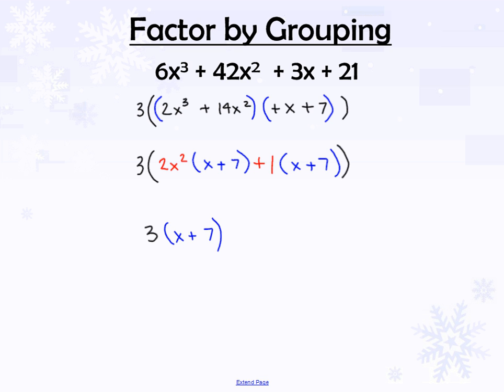And now I'm going to look at what I was left with, 2x squared plus 1. That's why you have to write the plus 1. You can't just say that 2x squared is a factor, because it's not. The factor is 2x squared plus 1.